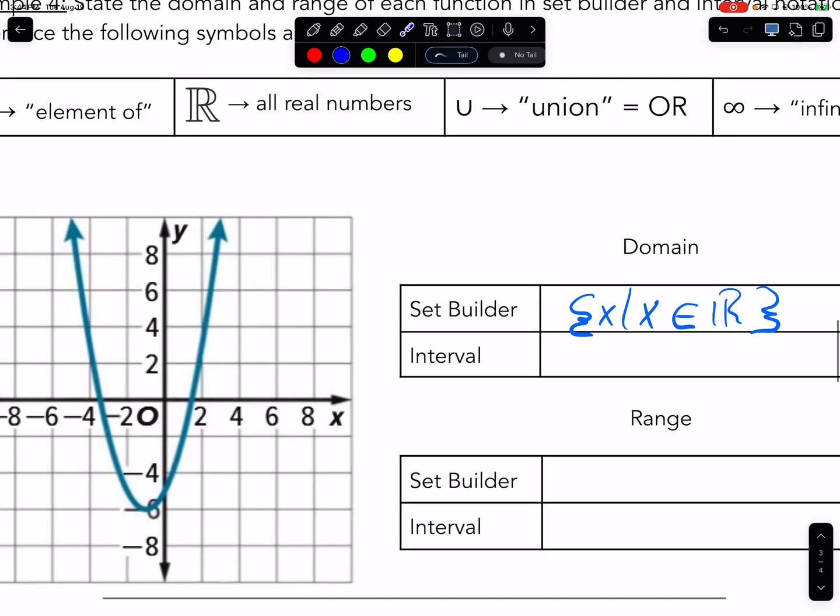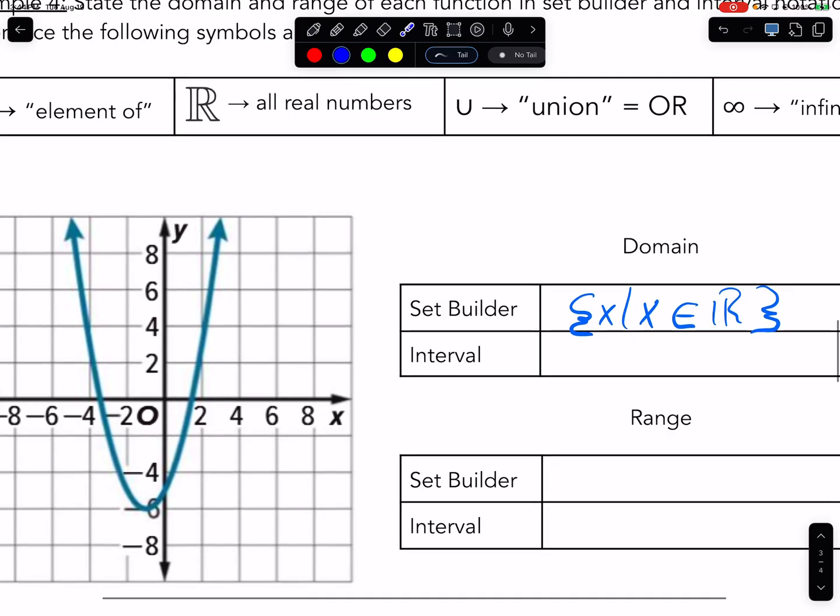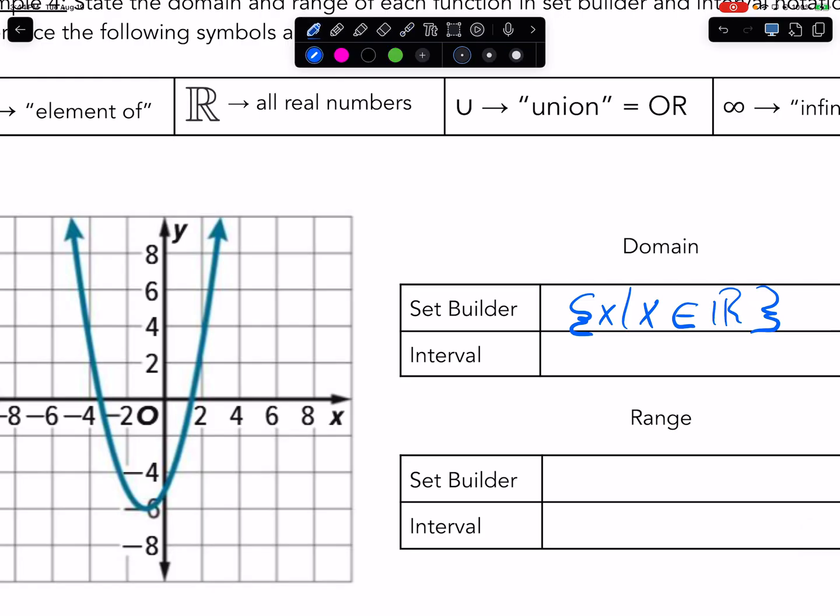All right, interval notation. What is the domain? It's all real numbers, right? So interval notation, it goes from negative infinity to positive infinity. That's all. That means all real numbers.